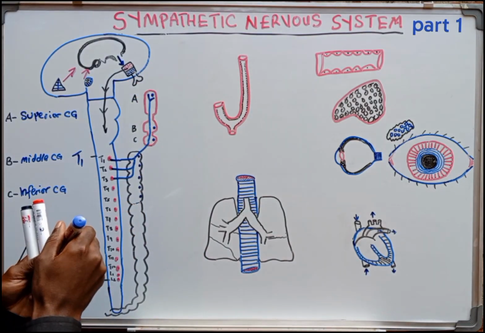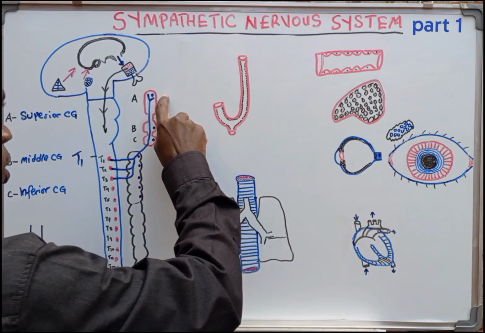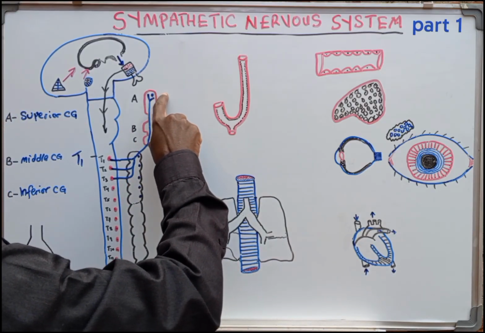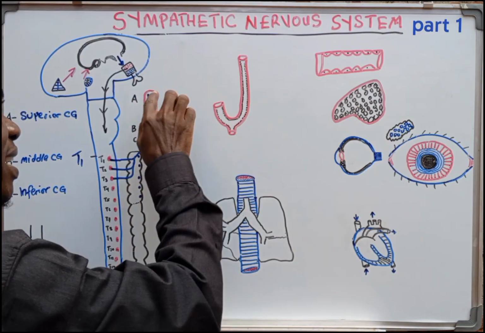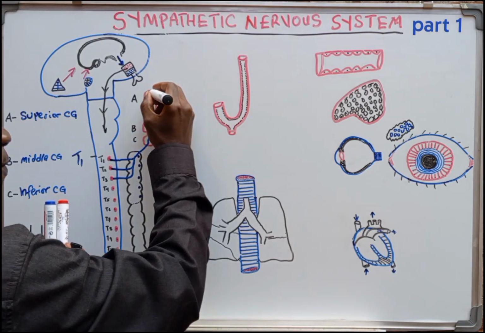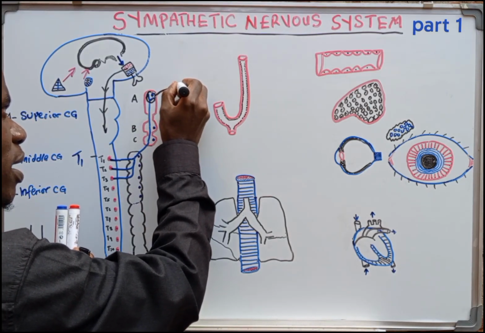They go and synapse in what we call the superior cervical ganglia. Okay, so now the preganglionic motor fibers from T1, T2, and T3 synapse here in the cervical ganglion. Now we are going to have the postganglionic motor fibers. Okay, the postganglionic motor fibers are going to be coming out.